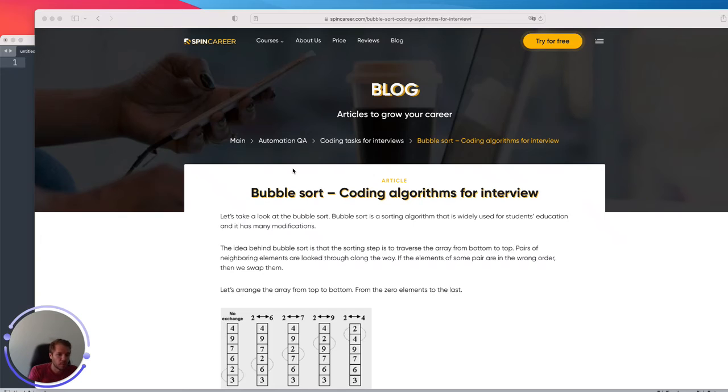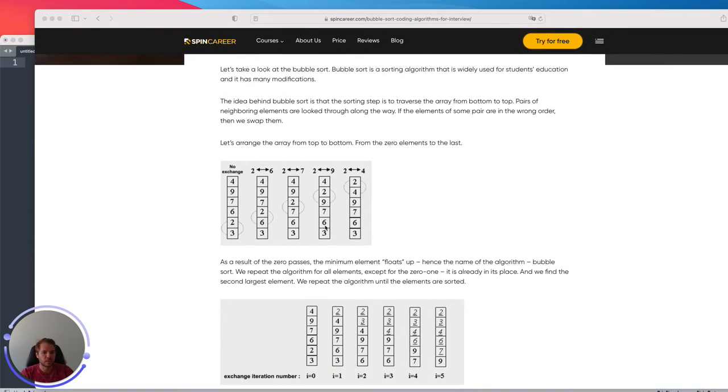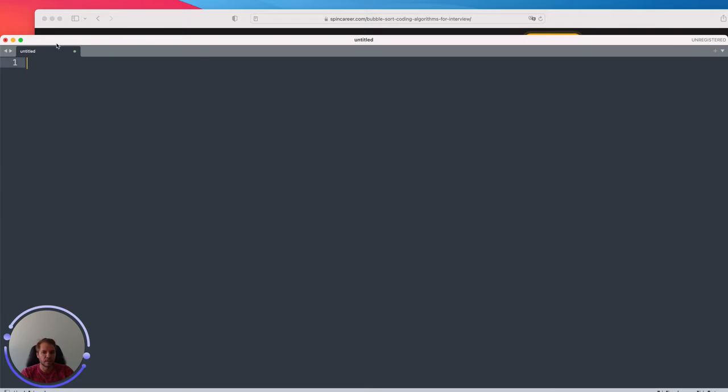Okay, let's talk about the bubble sorting algorithm. We're gonna talk about the most popular student algorithm for sorting. So the idea behind bubble sort, or any sort, is to change some specific array of numbers into a sorted way.